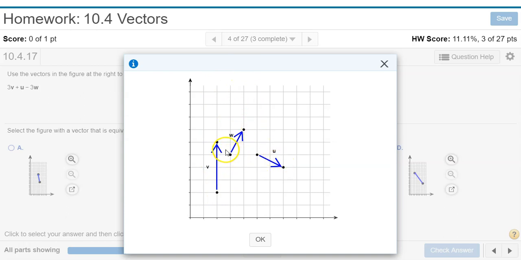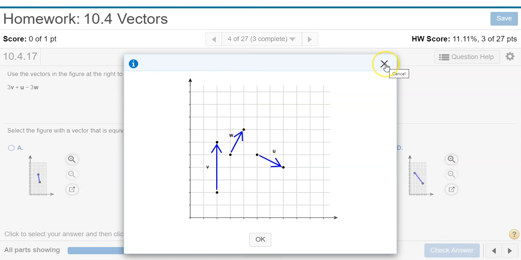But then we also have minus 3W. So W moves up 2 and to the right 1. So 3W will move up 6 and to the right 3. But also it's going in the opposite direction. So after we go up 12 and then over to the right 2 and down 1 using 3V plus U, then we also have to reverse this direction and basically move it back down to the left a little bit. So when your arrow makes all of those movements, it'll end up close to the same position.